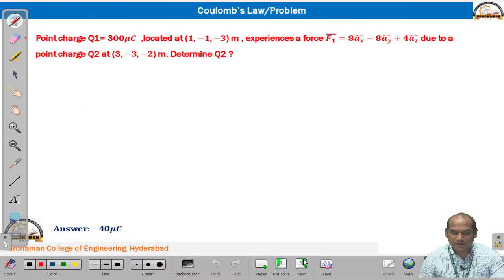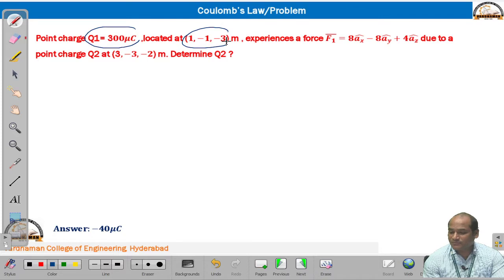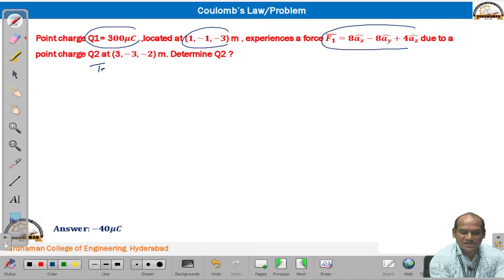Now, we will see another problem. Point charge Q1, 300 microcoulomb, located at (1, -1, -3), experiences a force F1 bar equal to 8ax minus 8ay plus 4az. This is the force experienced by that particular charge. That means our test charge itself is Q1 only. Q1 is experiencing that force.